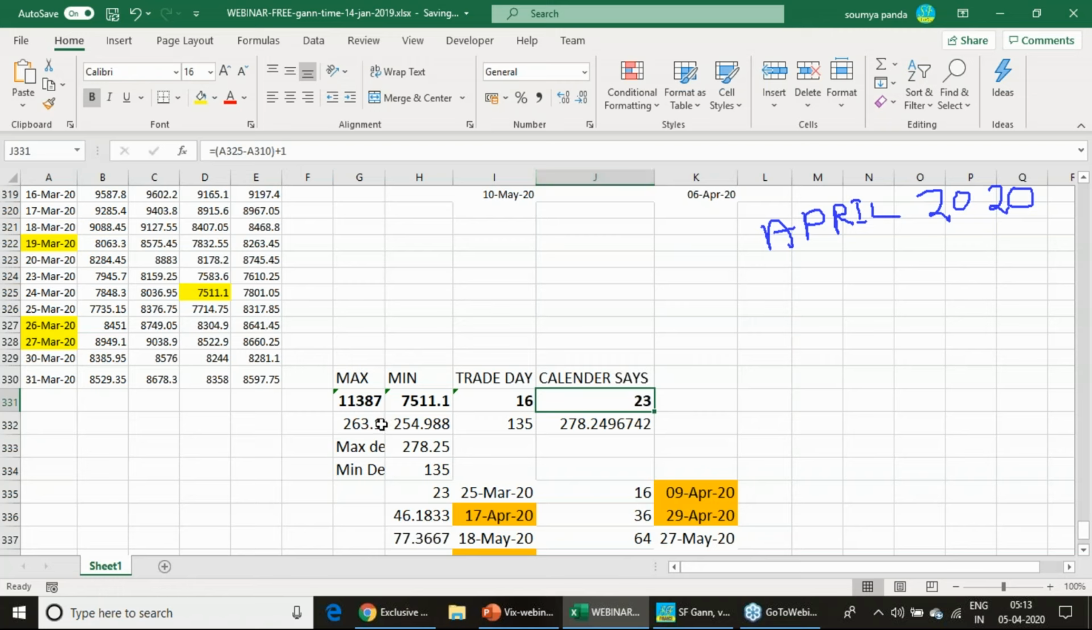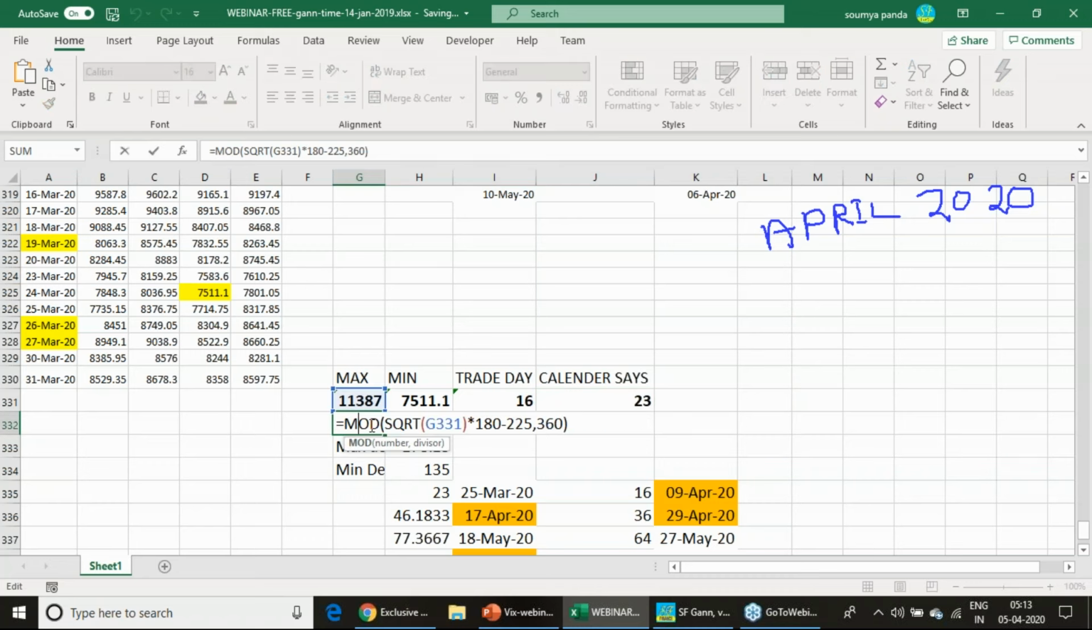So how to convert this data into degrees? There is a formula, and all of you can see it. Using MOD in Excel, you take the square root of that number, multiply with 180, minus 225, divided by 360. So this is the formula to convert numbers to degrees. This is W.D. Gann's formula to convert numbers to degrees.